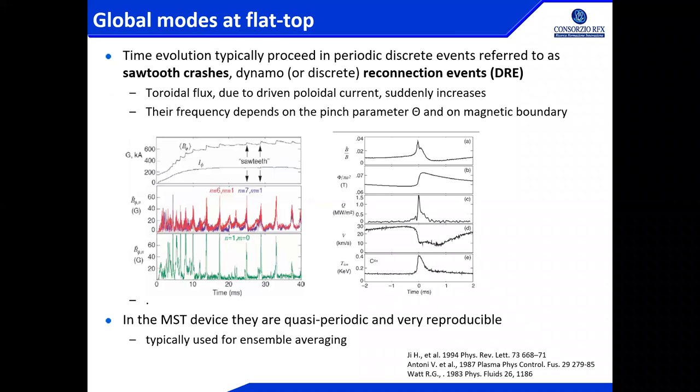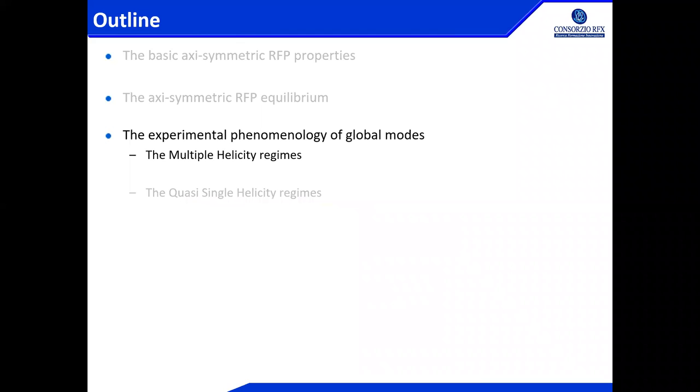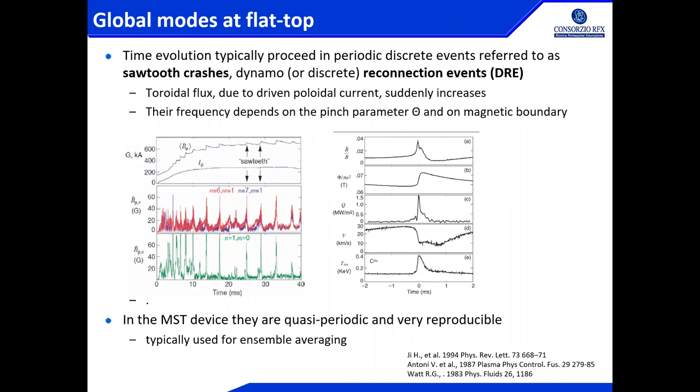And we have widely different phenomenologies. The multiple helicity phenomenology was studied basically in all the old experiments, and quasi-single helicity emerged only from the 90s, the 2000s, basically. Multiple helicity tended to have nonlinear phenomena between these modes. They manifested themselves by increasing, and whenever they increase together, they tend to induce sawtooth crashes, dynamo. So they were not stationary solutions.